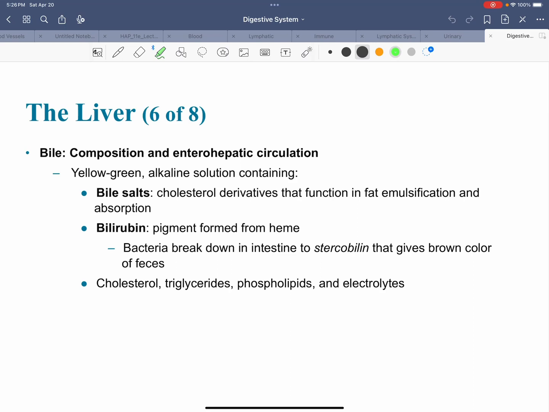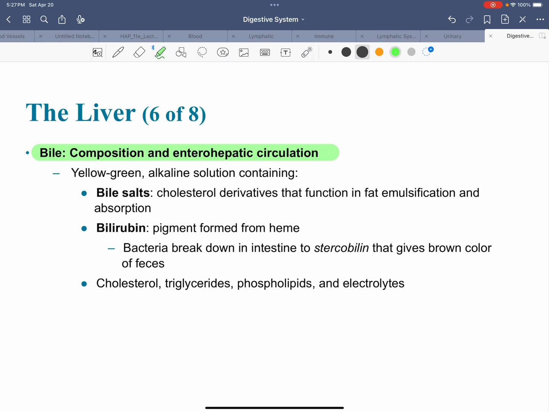In this video, we're going to talk a bit about bile, what it's made of, and a little bit about a very special circulatory route that involves the recycling of bile. Now, when we're looking at bile, it's a yellowish green and also alkaline type of fluid.